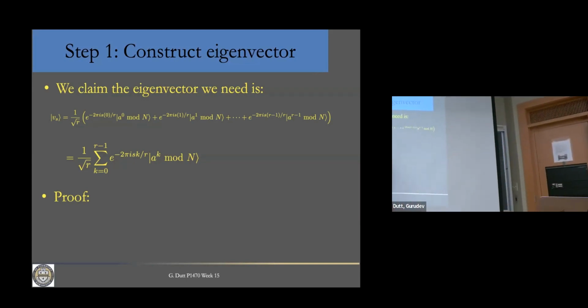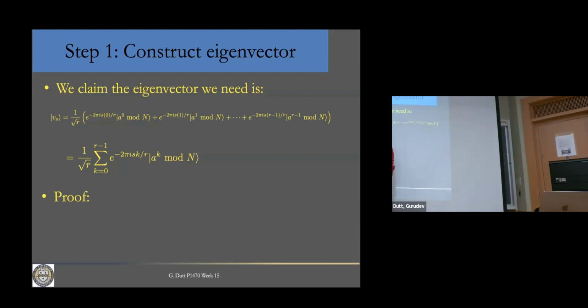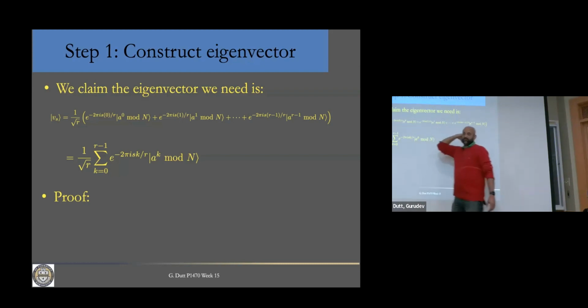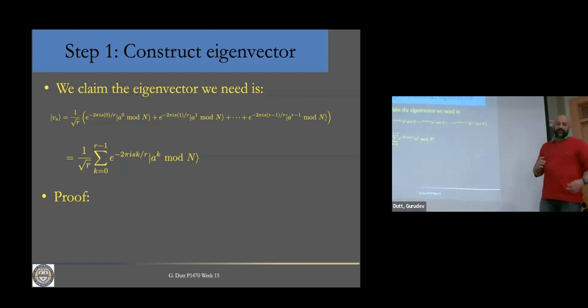So it's e to the minus I 2 pi s 0, which is just 1, times a to the 0, which is 1, modulo n. That is the last term in that other series that I had on the board. So everything is identical in these two series. Okay, so that's our result. So we have completed step 1.